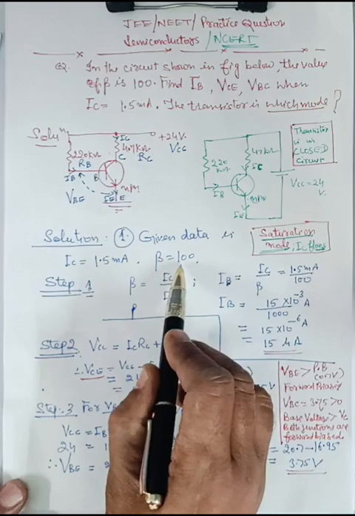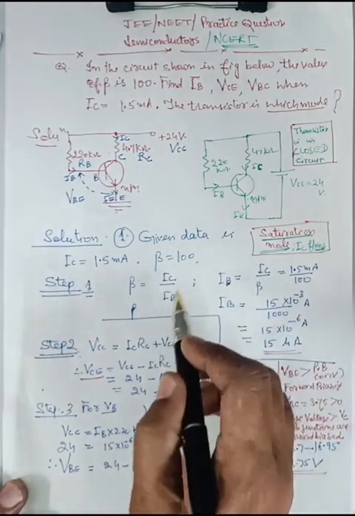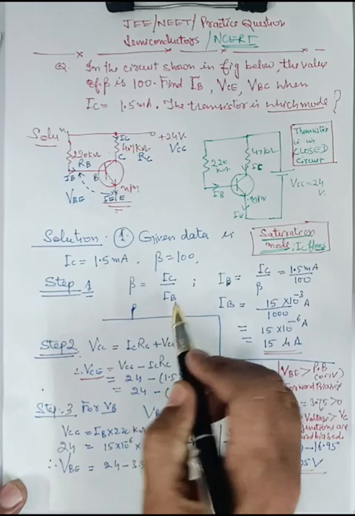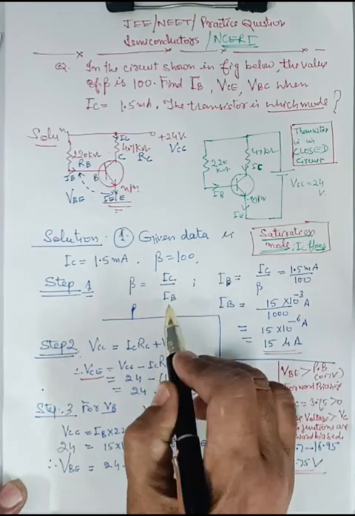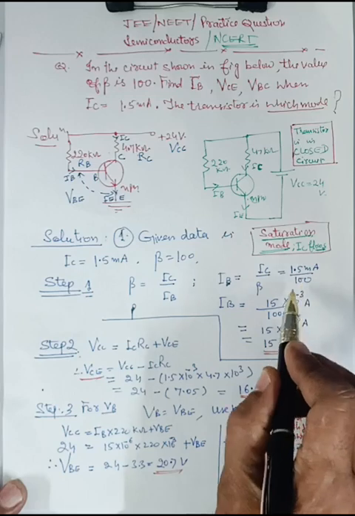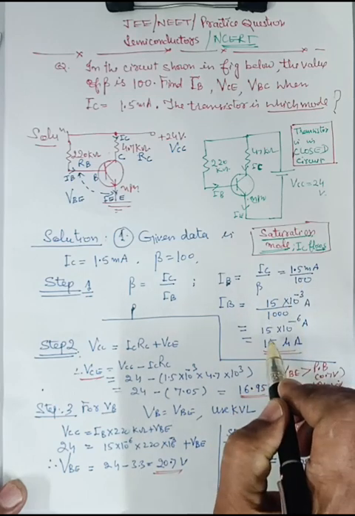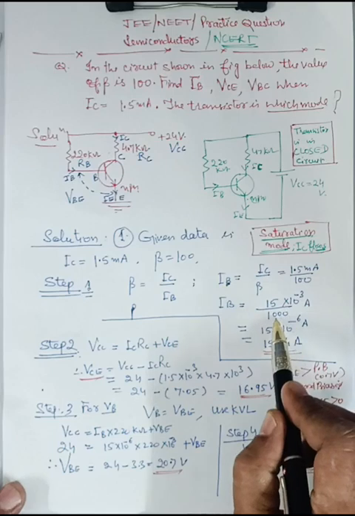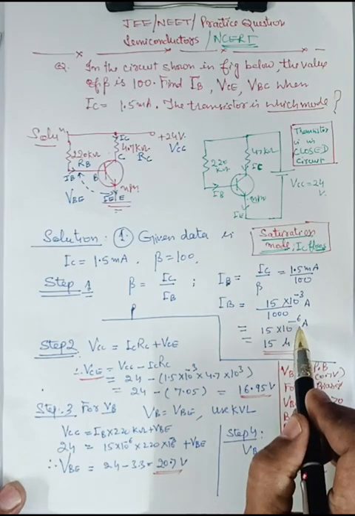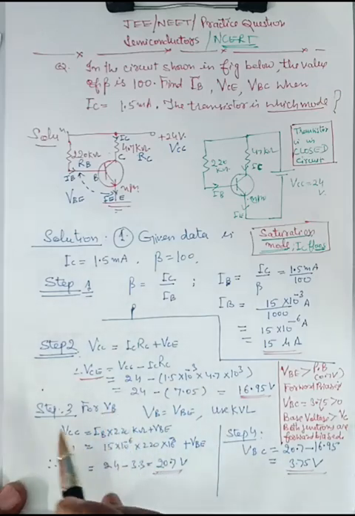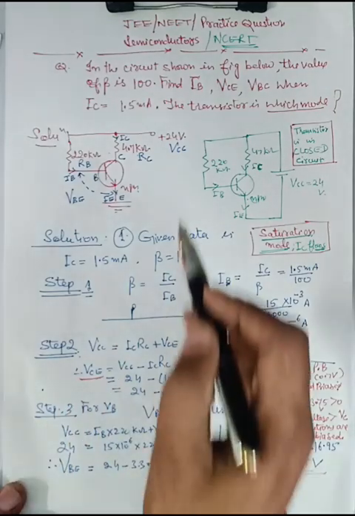and beta is 100. That is, beta is defined as the ratio of the small change in collector current to the small change in base current, or you can say in case of DC, IC upon IB, and cross multiplying, IB comes out to be equal to 15 माइक्रो एम्पियर. आप इसको कन्वर्ट करेंगे, ये मिली एम्पियर है, ये 3 जीरोज है, ऊपर जाके -6 हो जाएगा, ये माइक्रो हो जाएगा.